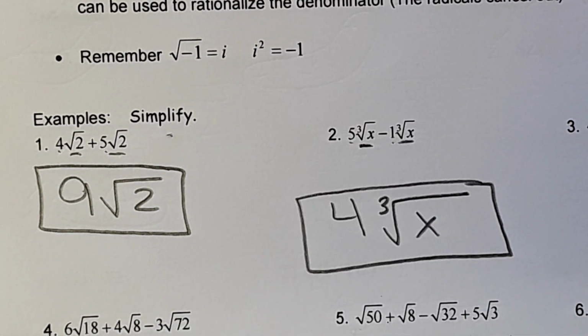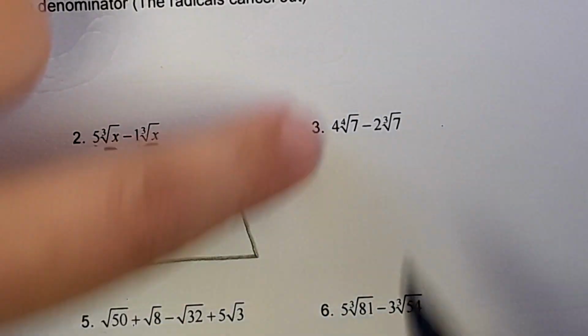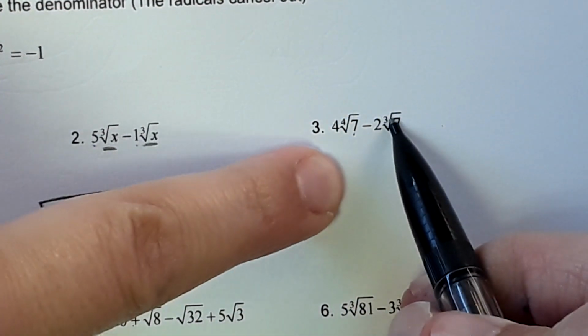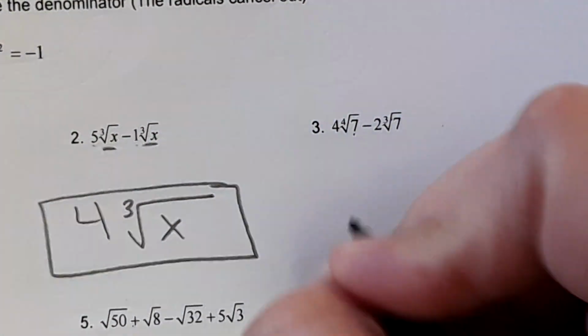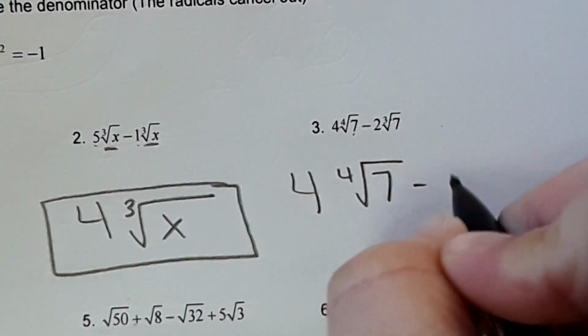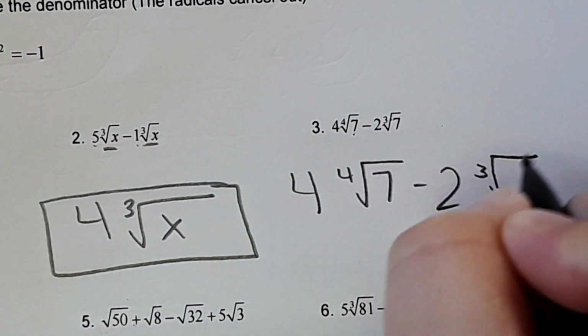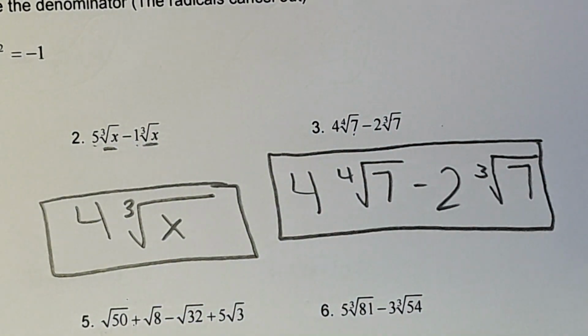Okay. Then number 3, this one is the 4th root of 7 and the 3rd root of 7. You can't combine these, so therefore the simplified answer is just literally as is. You can't do anything with this. You're done. Okay, next.